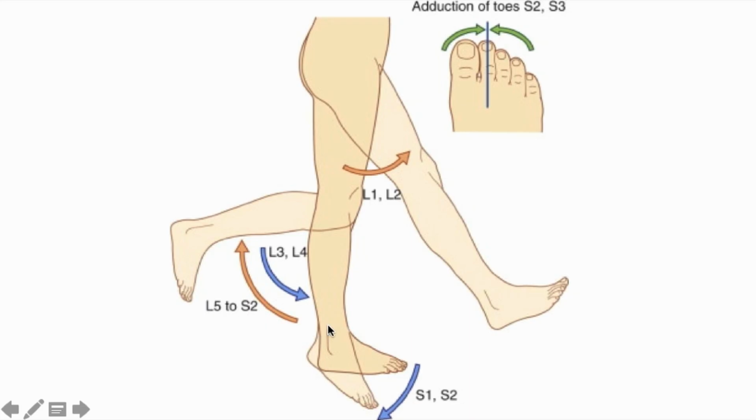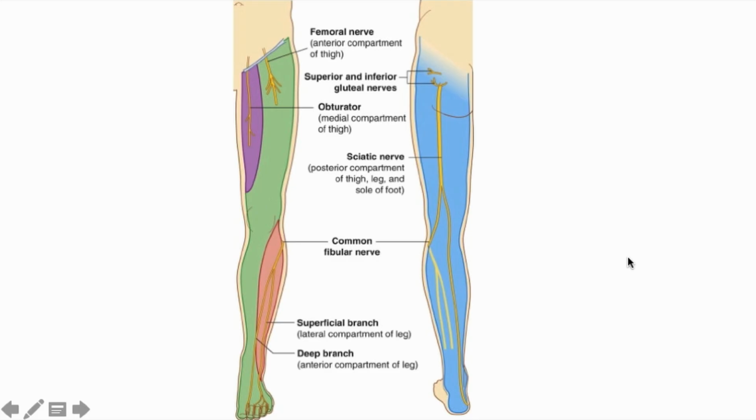Plantar flexion is predominantly controlled by S1, S2. And if you tap on the calcaneal tendon or the Achilles tendon, you're testing the gastrocnemius and the soleus. That tests S1, S2. And then adduction of the digits is controlled by S2, S3. Right here. So adduction, closing those toes back together, is S2, S3. So there is a way that you can test the myotomes of the lower extremity.